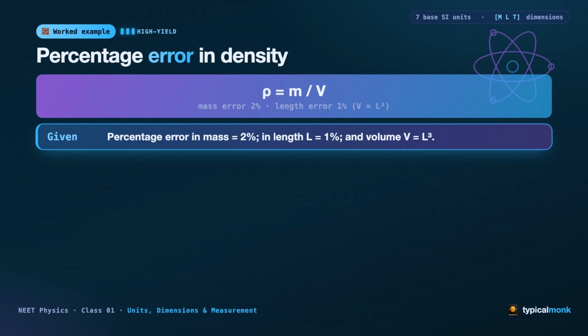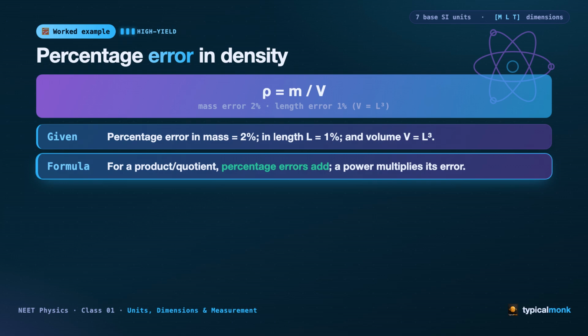Step 1. Write down what is given. The percentage error in mass is 2%, the percentage error in length is 1%, and the volume is length cubed. Never skip writing the given data. Half of Priya's early mistakes vanished the day she started this.